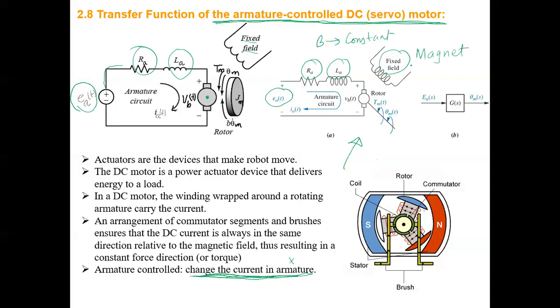Which is magnet. This is the rotor, right? This is the rotor. Then it rotates, right? Rotor does the rotation. So the angle of rotation of the rotor is theta m, and the torque is Tm. Because of the torque, it rotates. If there is no torque, there is no rotation. So there is torque, that's why you have rotation. So the fixed field is the magnet, as you can see here, right?